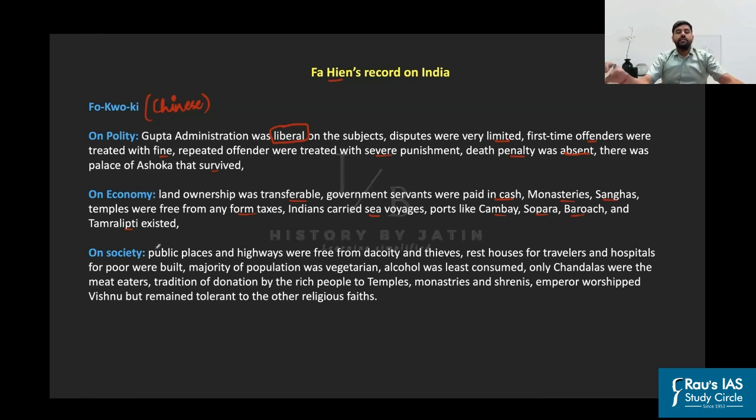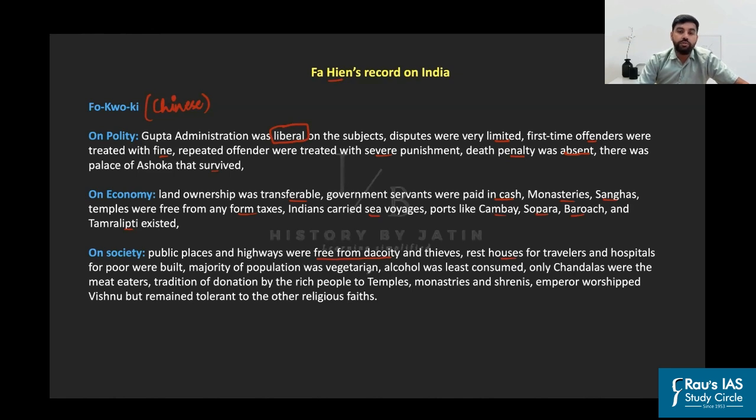On society, he says there were public places and highways which were free from dacoity. It will change in Harsha. Everything will change in Harsha's period. Right? Rest houses were there. It's like a sarai. Hospitals for the poor.